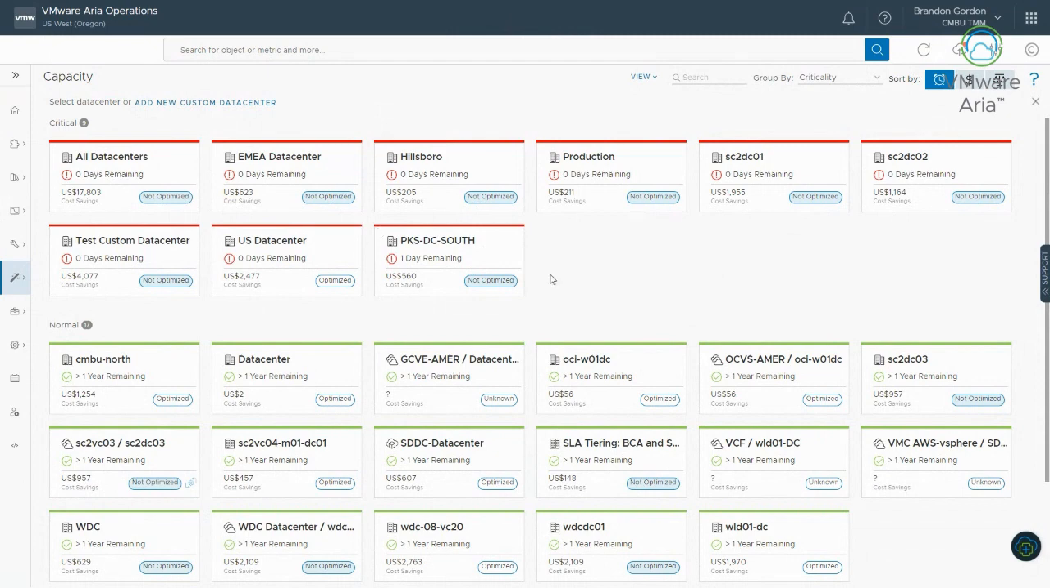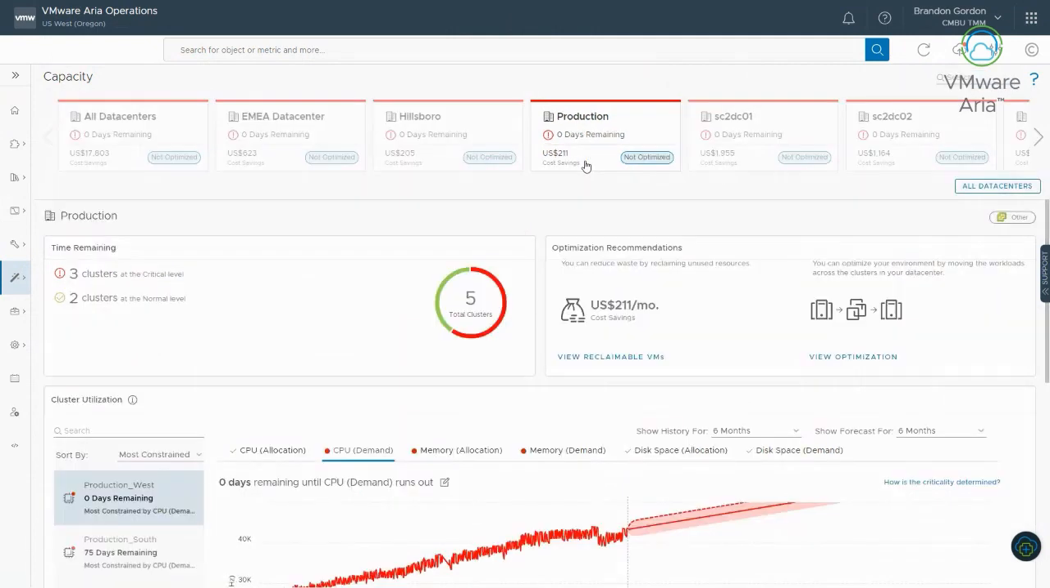So you see I've got a few up here that are critical, that are running out of capacity. They're basically trying to get my attention. I need to go and look at those and see what's going on. And then the ones down here are showing normal, so those are okay from a capacity perspective. So let's just pick one of them here. Let's go for production. Production sounds really important. I think most customers think production is an important environment.